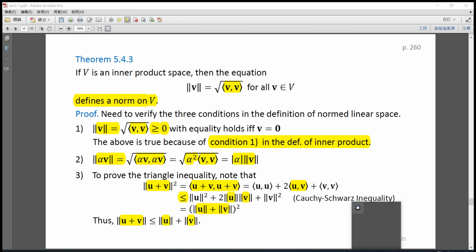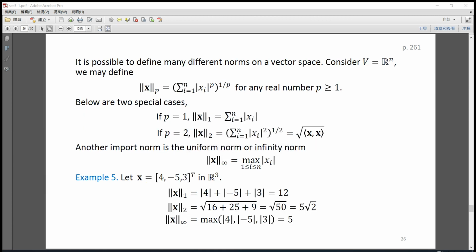In this slide, we show that it is possible to define many different norms on a vector space. We define the p norm as the right-hand side for any real number p greater than or equal to 1. That is, the p norm defines a norm for any real number that is greater than or equal to 1. The p norm satisfies the three properties in the definition of normed linear space.